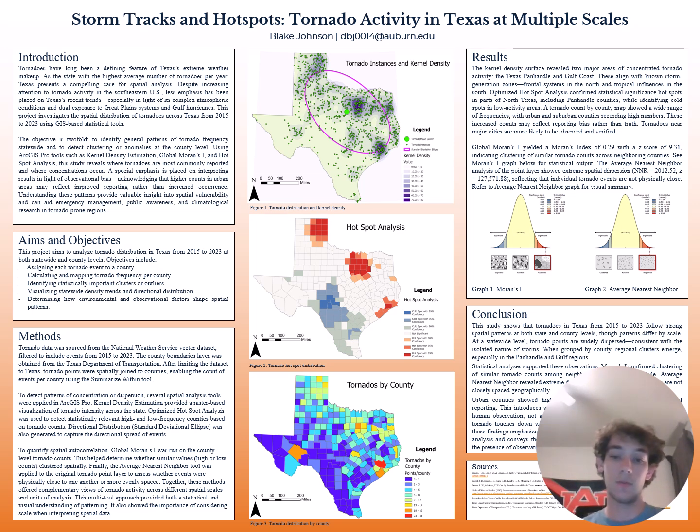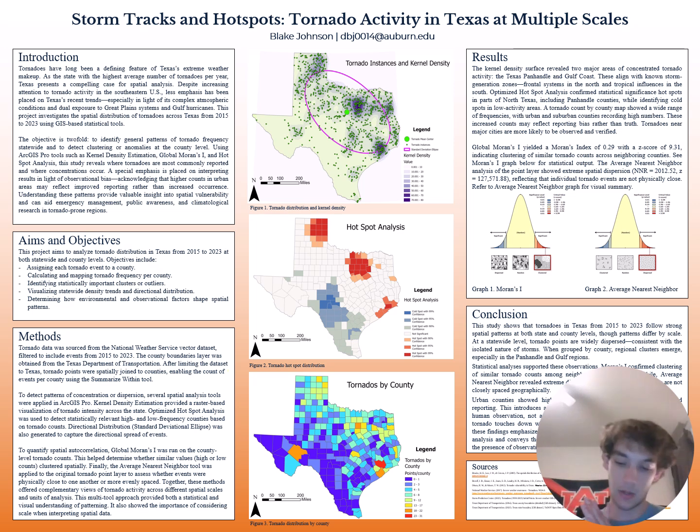Then I ran some statistical analysis, which you see in these graphs over here to the right. This is what we produced. I ran a global Moran's I and an average nearest neighbor. In other words, we're combining all these statistical tools and spatial visualization to try to get a complete picture of where the events are and how they're distributed.